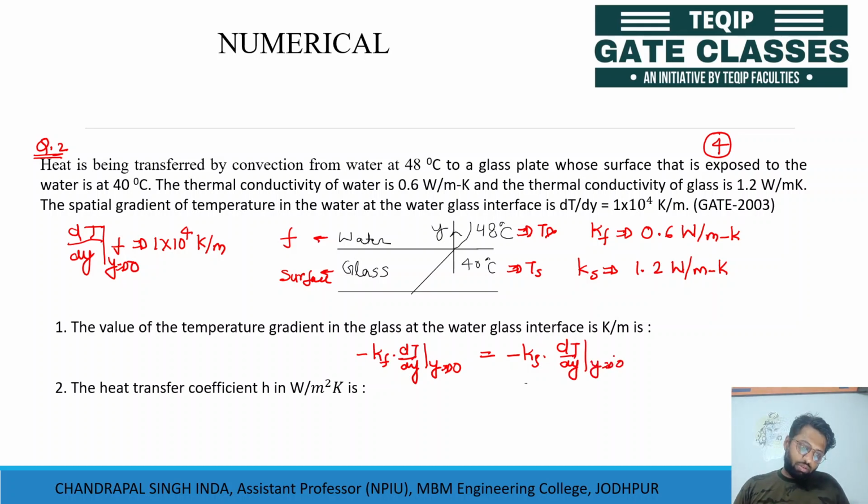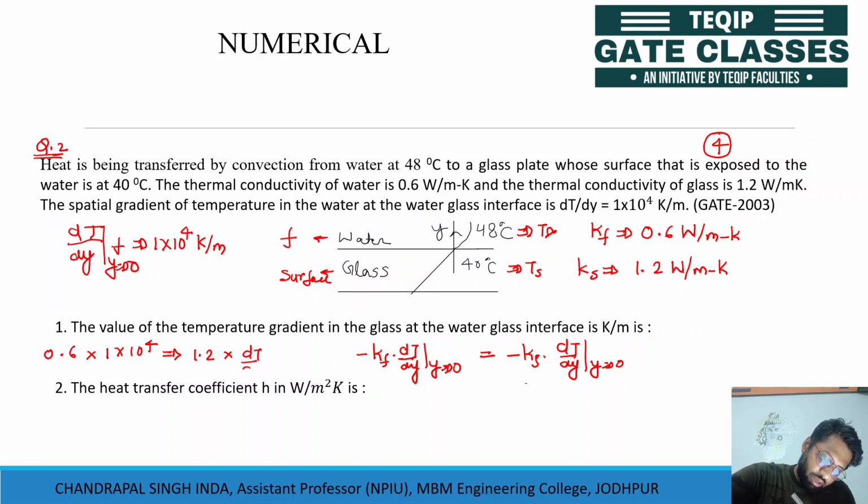So from here we have the thermal conductivity of the fluid, 0.6, into the temperature gradient of the fluid, 1 into 10 to the power 4, is equal to the thermal conductivity of the solid, 1.2, and we have to find the temperature gradient dT by dy of the solid, or glass.